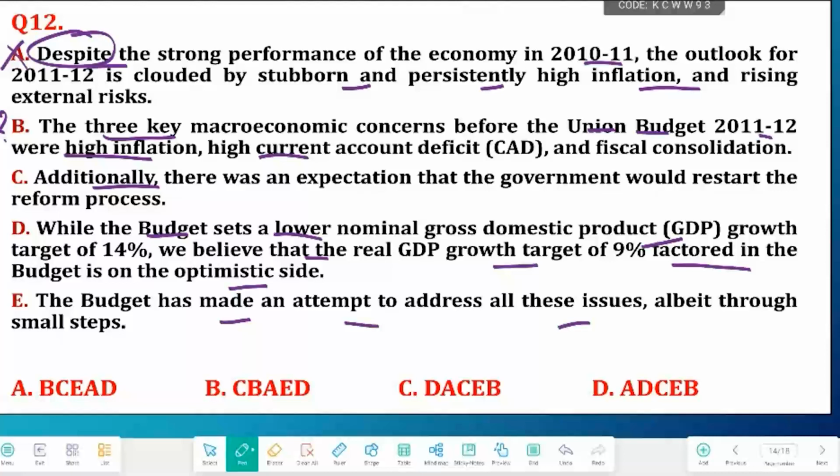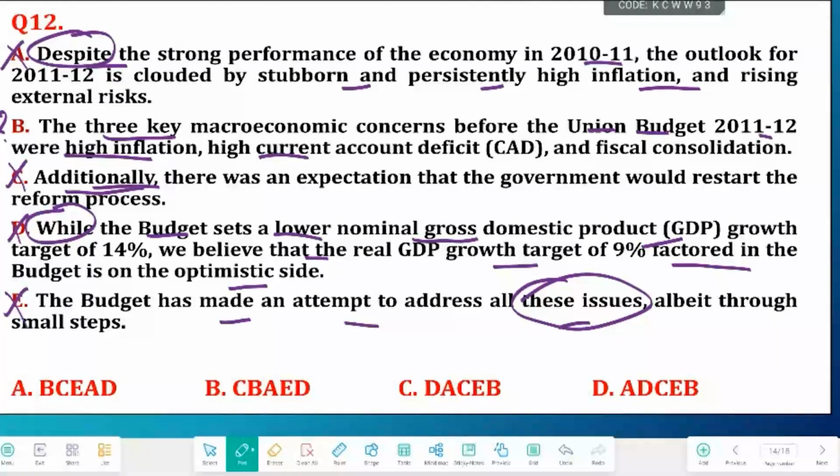Statement C, what is it saying? Additionally, there was an expectation. Additionally, again a conjunction. Cannot be our first statement. Eliminate this also. Then statement D: while the budget sets a nominal GDP, while is again a conjunction. This cannot be your first statement. Eliminate this also. Then we have statement E: the budget has made an attempt to address all these issues. These issues, which ones? We do not know. Can be our first statement.